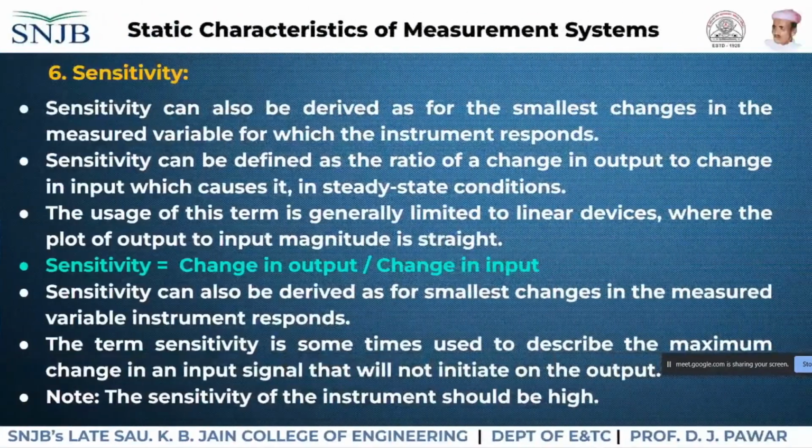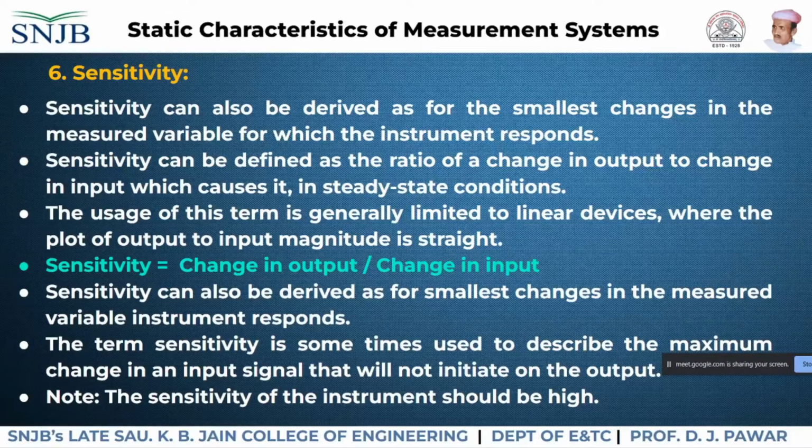नेक्स्ट, sensitivity. Sensitivity can also be derived as for the smallest changes in the measured variable for which instrument responds. Sensitivity can be defined as the ratio of change in output to change in input which causes it in steady state conditions. The usage of this term is generally limited to linear devices where the plot of output to input magnitude is straight. That is why sensitivity can be defined as ratio of change in output upon change in input.